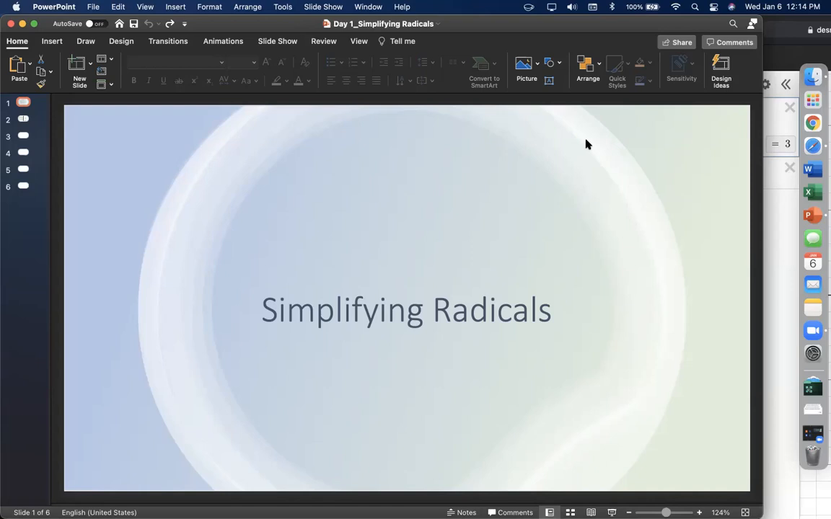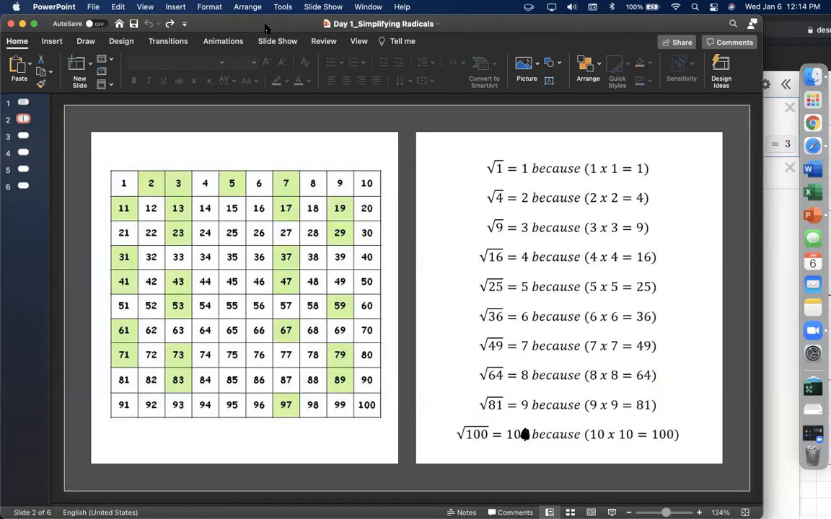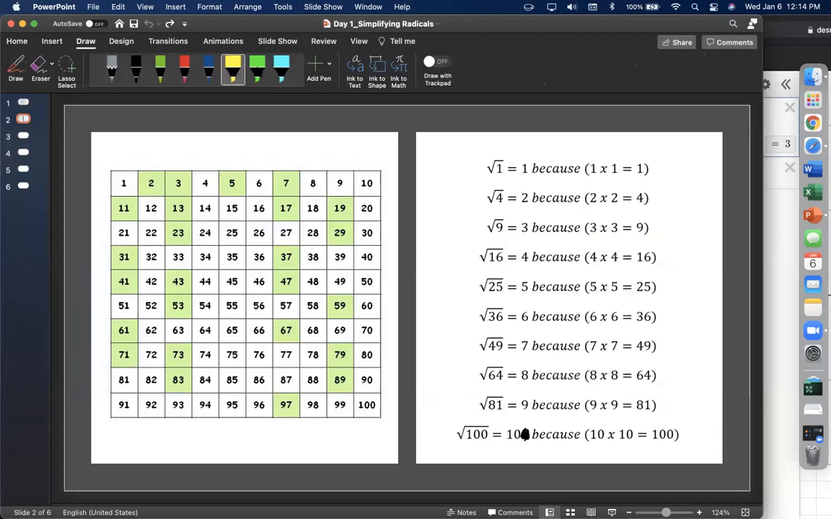Today we are going over simplifying radicals. There are two methods to simplifying radicals. There is the perfect square method, and then there is the pair method. So right now, we are going to go over the perfect square method.